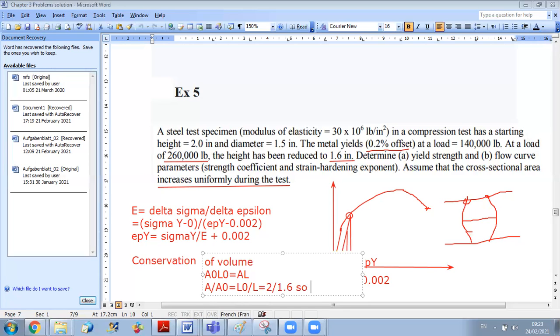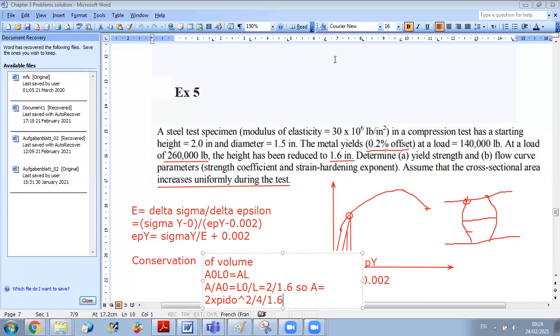So A is equal to 2 times the initial area, which is pi d0 squared over 4, divided by 1.6. From here we can get the new value of A, and then we can deduce the value of true stress at this point.